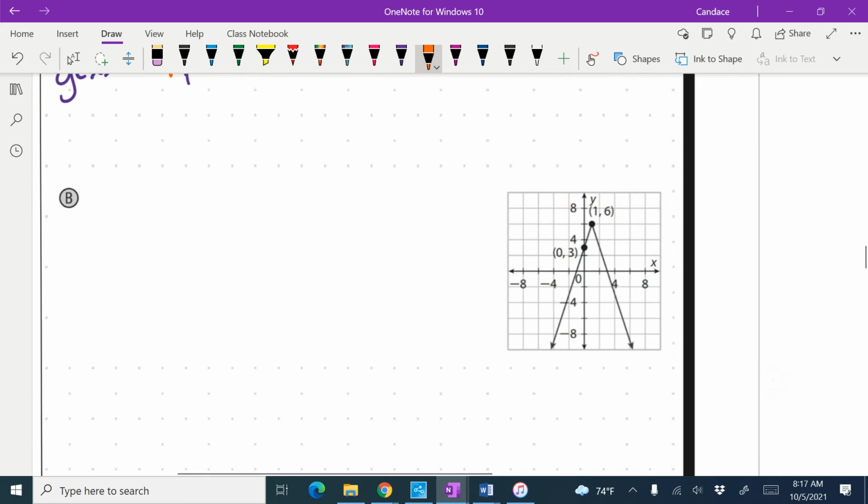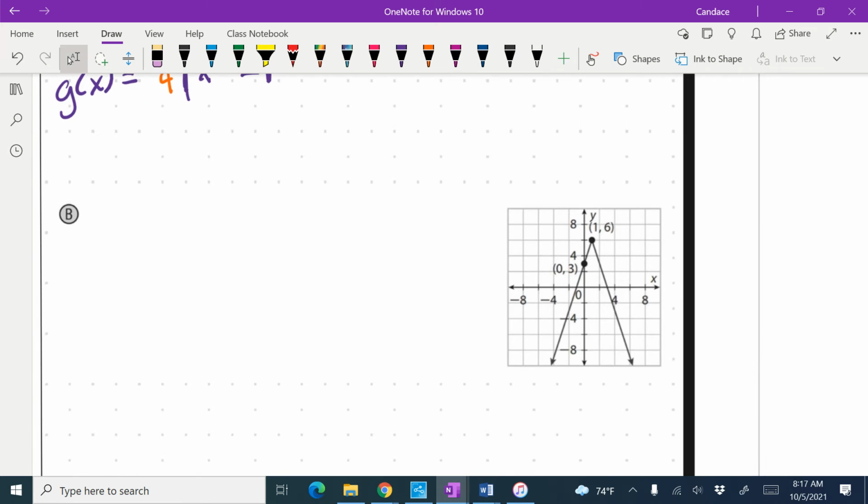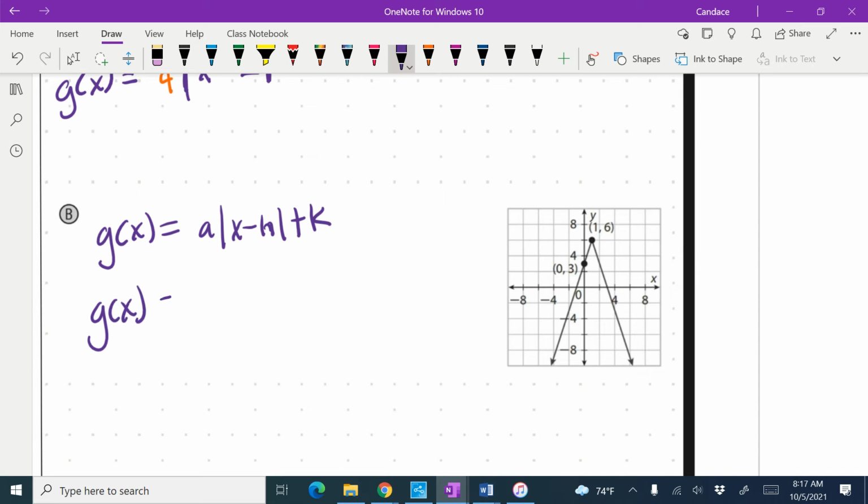Easy peasy, right? All right, I'm going to write out my original equation again for b. So g of x, and you can write f of x, you can write h of x, you could write y equals. All of those things are the same. A times absolute value of x minus h plus k, because I'm trying to memorize that. If I write it out every time, then hopefully I'll remember it for the quiz.